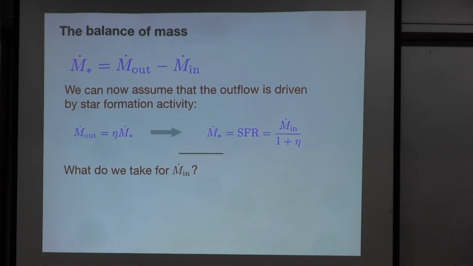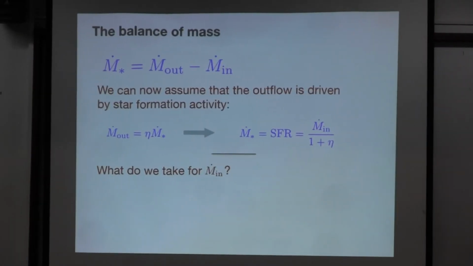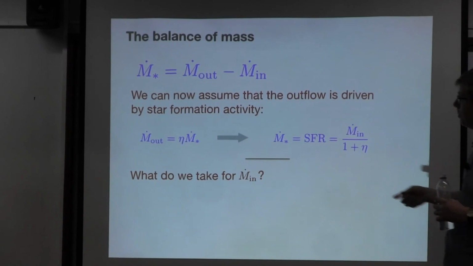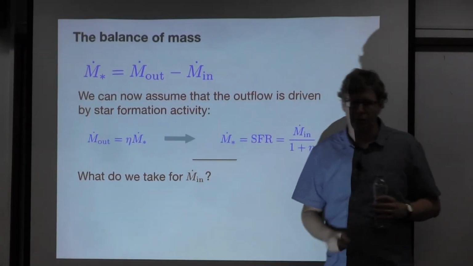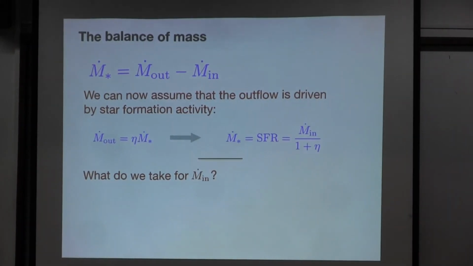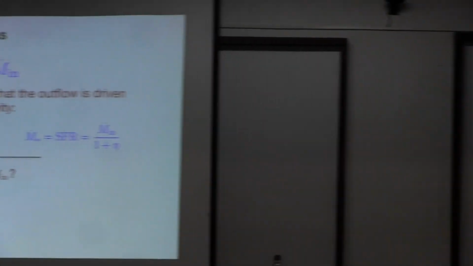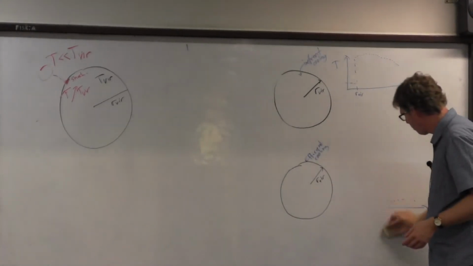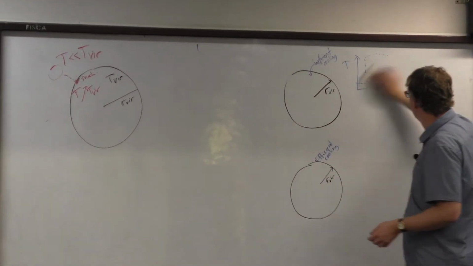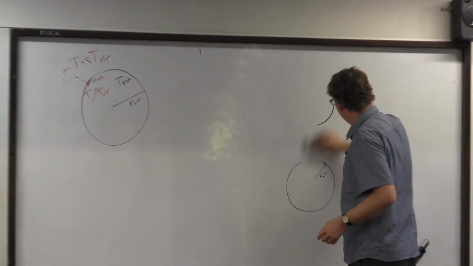So let's do that. Let's assume that we have this equilibrium. That means that the star formation rate is going to be basically controlled by the difference in outflow and inflow. Now, it is quite reasonable to assume that what's going out is caused by star formation, is related to star formation. So let me now look at that.